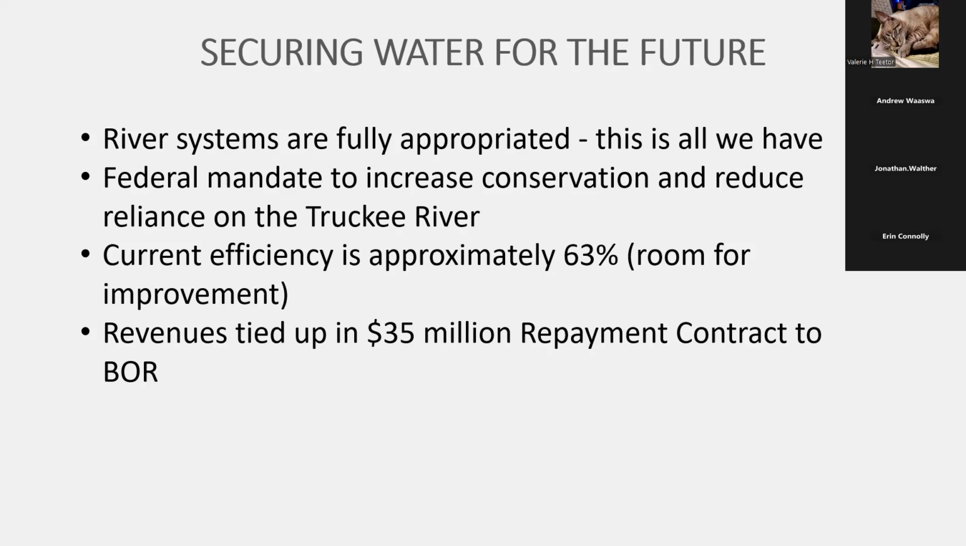And right now, we just entered into a repayment contract with the Bureau for $35 million, and that was used to line about 3.5 miles of the Truckee Canal. And that was not necessarily a water savings project. It was more of a public safety project because of course, we have a lot of urban growth in that area. And so a lot of houses are sitting right next to that canal. So we had to line it in order to prevent any kind of breach into those neighborhoods.